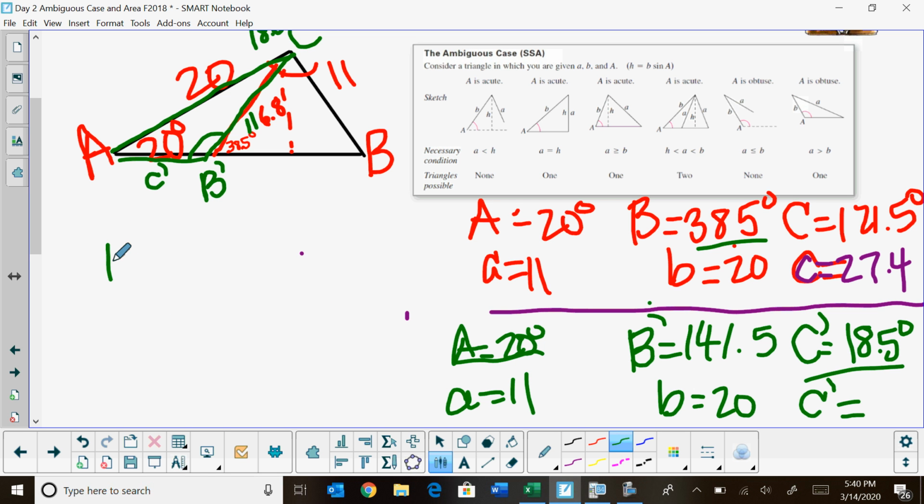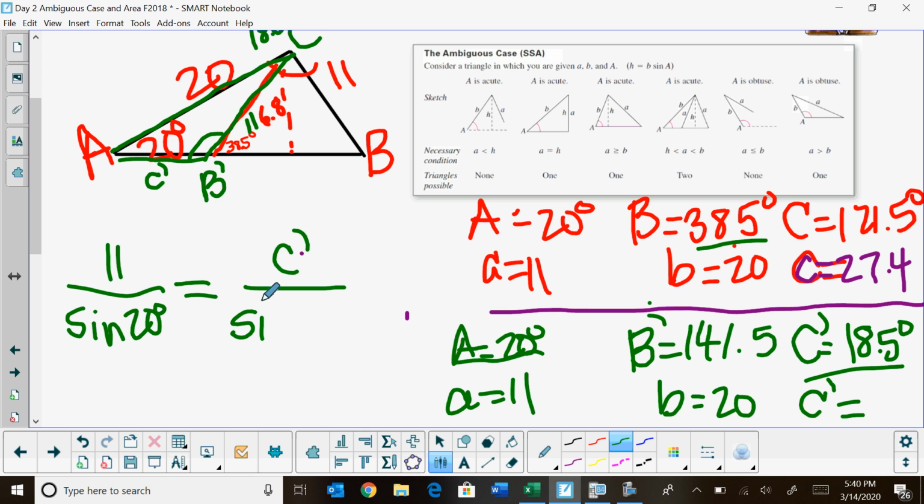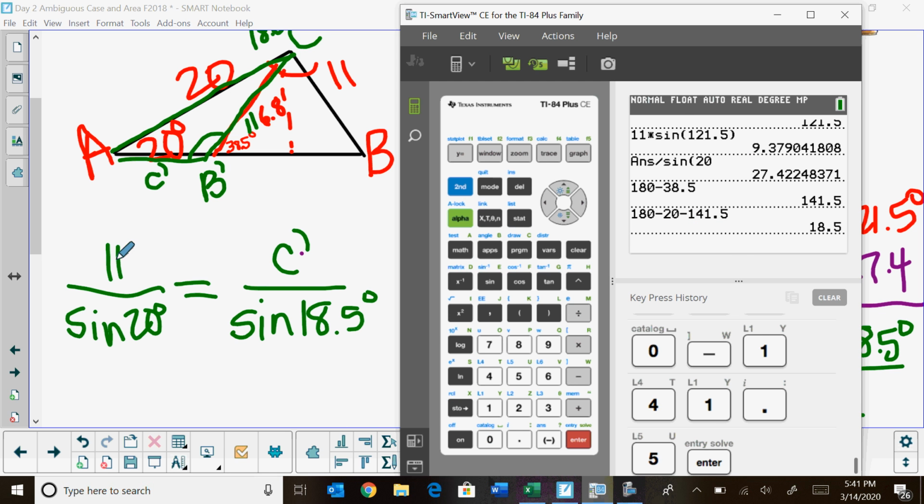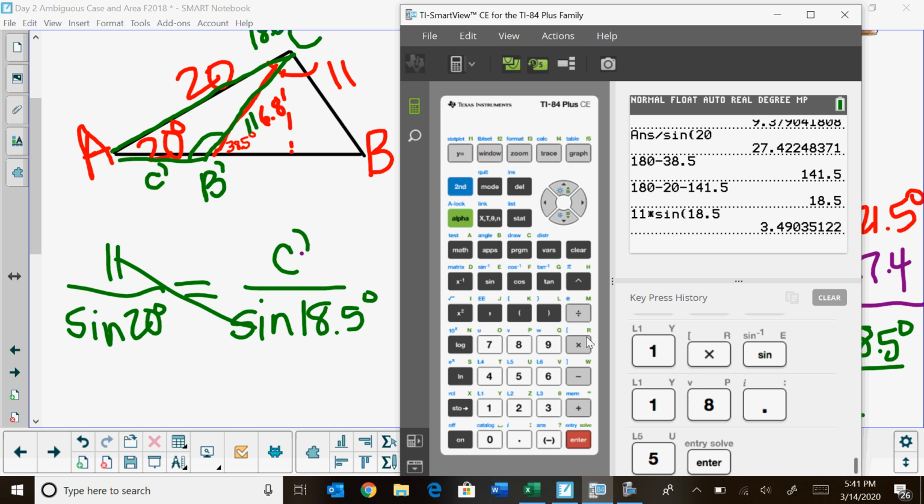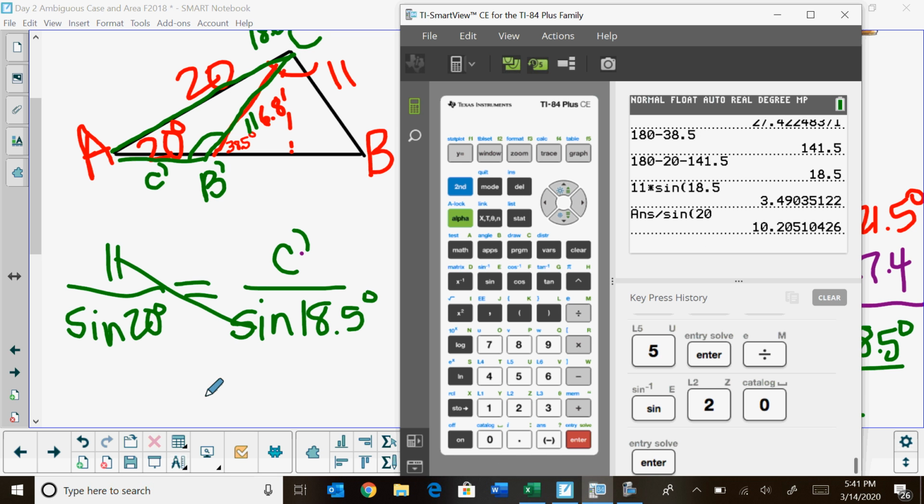So let's use our ratio we were given. 11 is to sine 20. So we're using a and angle A. c we don't know. I'll call that c prime. And sine of 18.5 degrees. So cross products, let's think 11 times sine of 18.5 divided by the sine of 20, and that will give us c prime, 10.2.